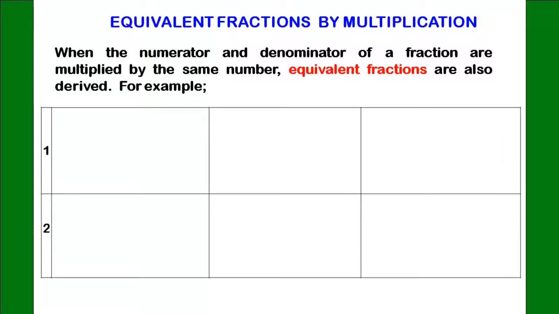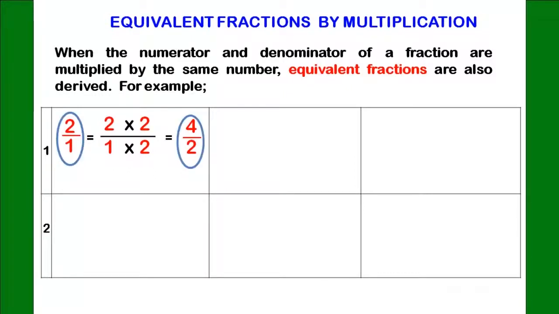Example 1. Let's say we have an improper fraction like 2 over 1. We can multiply the numerator and denominator by the same number. For example, 2. This will give us 2 multiplied by 2, which equals 4, and 2 multiplied by 1, which is equal to 2. Therefore, 4 over 2 is equivalent to 2 over 1.